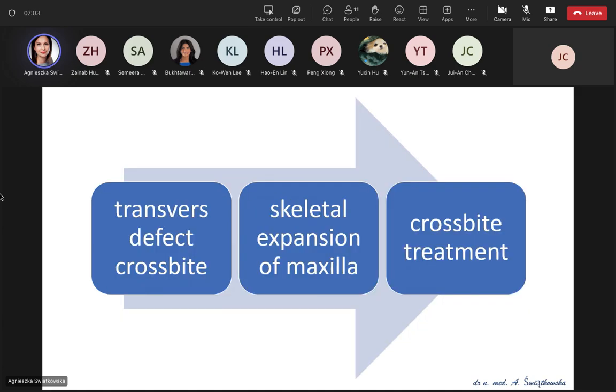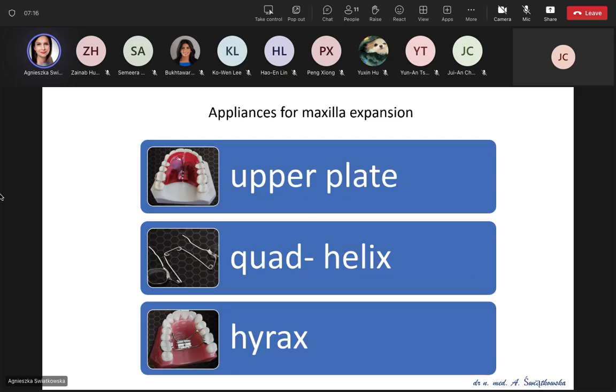Now, transverse defects, crossbite. Patients need skeletal expansion of maxilla. In this way, we can treat the crossbite. What kind of appliances can we use when we are planning expansion of the upper jaw? The type of appliance depends on the patient's age.